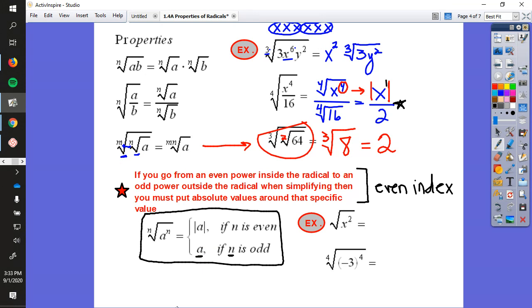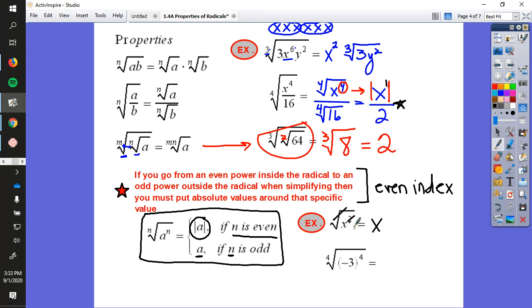It can be positive or negative. But if the index is even, then we have to make sure that the result of this is non-negative. So we look at something like the square root of x squared, and a lot of students will just cancel and get x, and they're not quite right, because x can be anything, positive or negative. And the result of a square root must be positive. We must guarantee that it's positive.